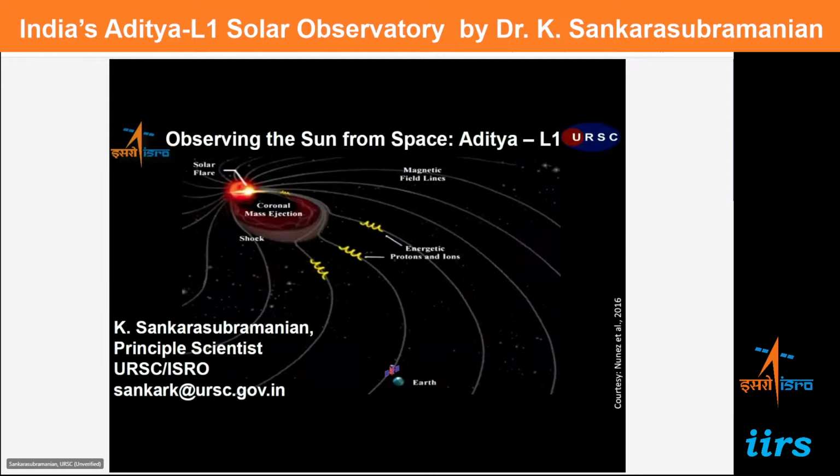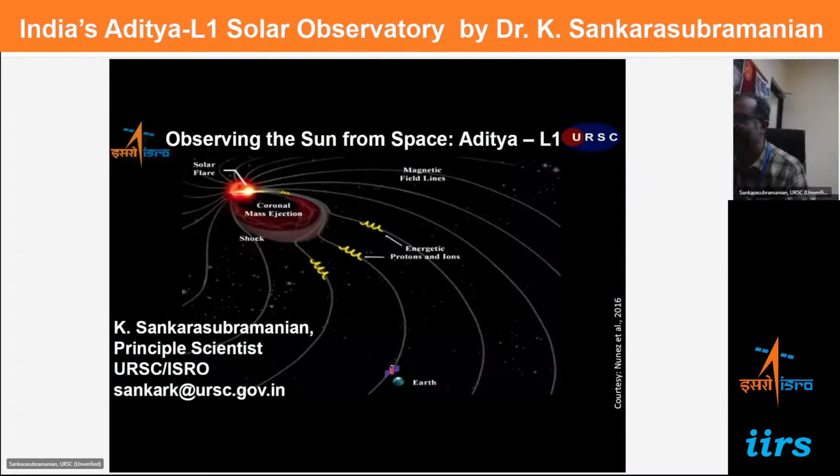I'm going to talk about the Aditya-L1 mission. It's basically a mission to observe the sun from space. The background picture actually clearly spells out what the objective of the Aditya-L1 is. I'll go into a bit more detail on the background picture in subsequent slides.